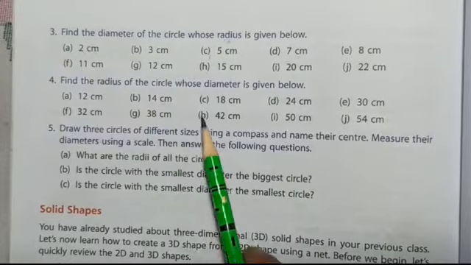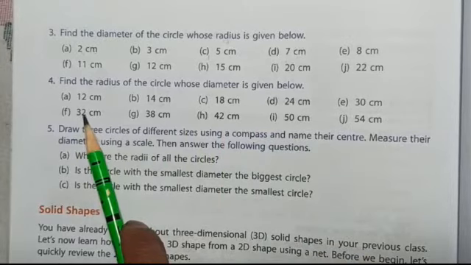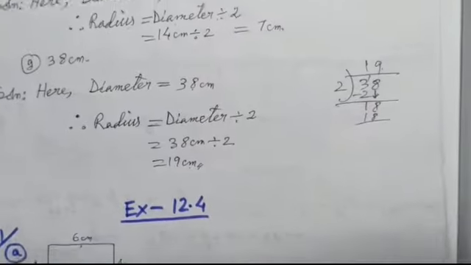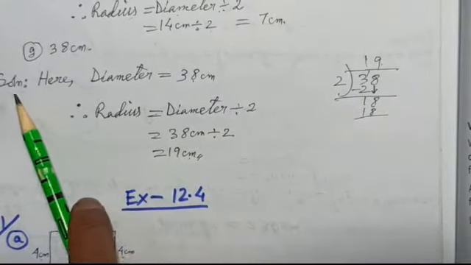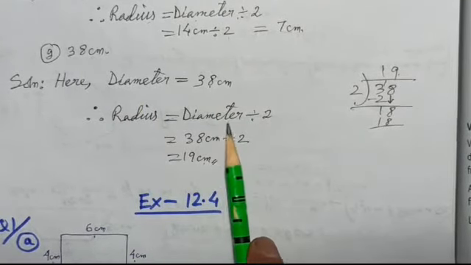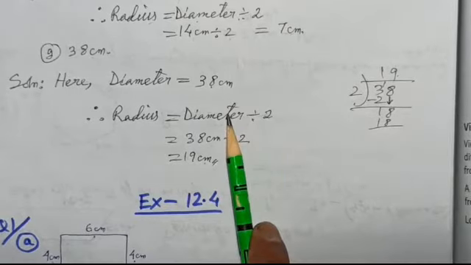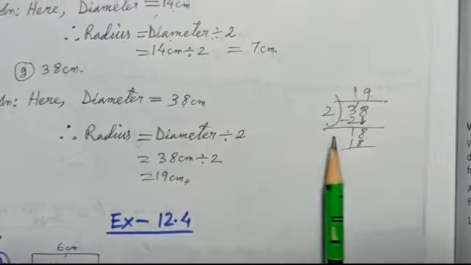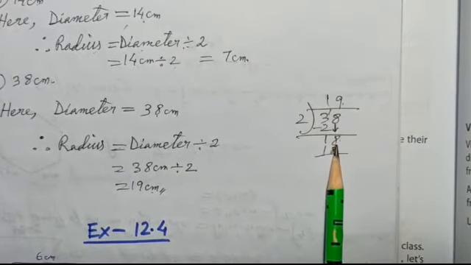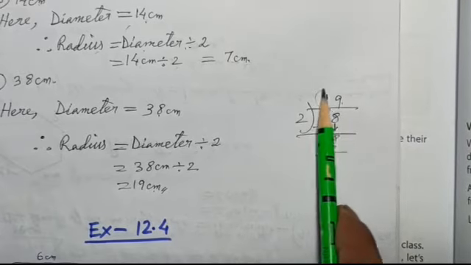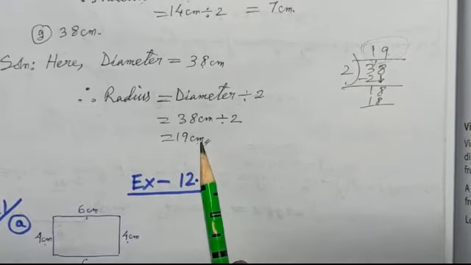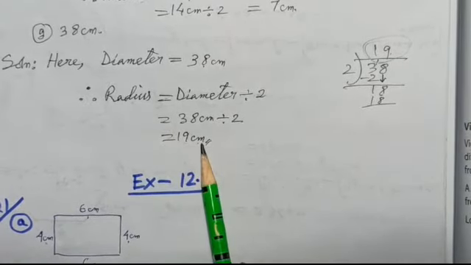Next, the diameter is 38 centimeter. Solution: here the diameter is 38 centimeter. Therefore radius is equal to diameter divided by 2. 38 divided by 2: 2 times 1 is 2, 3 minus 2 is 1, bring down 8, 18, 2 times 9 is 18, so 19. The radius is 19 centimeter.